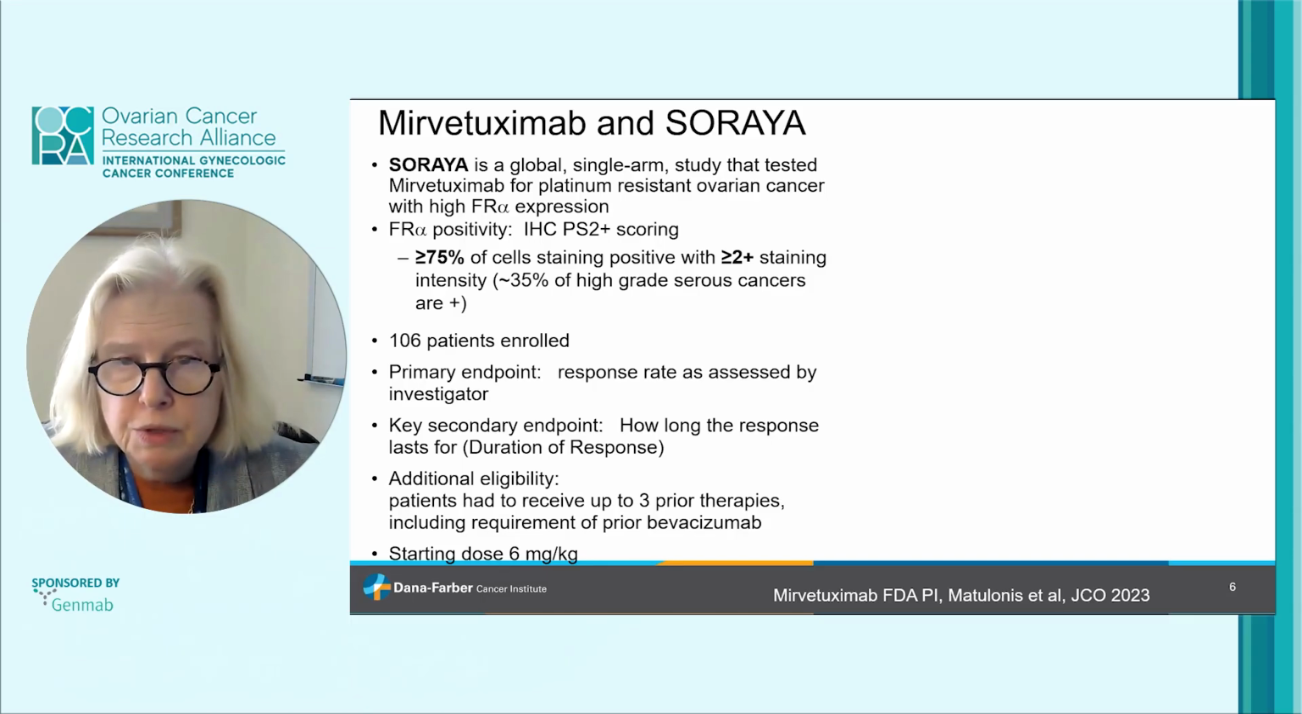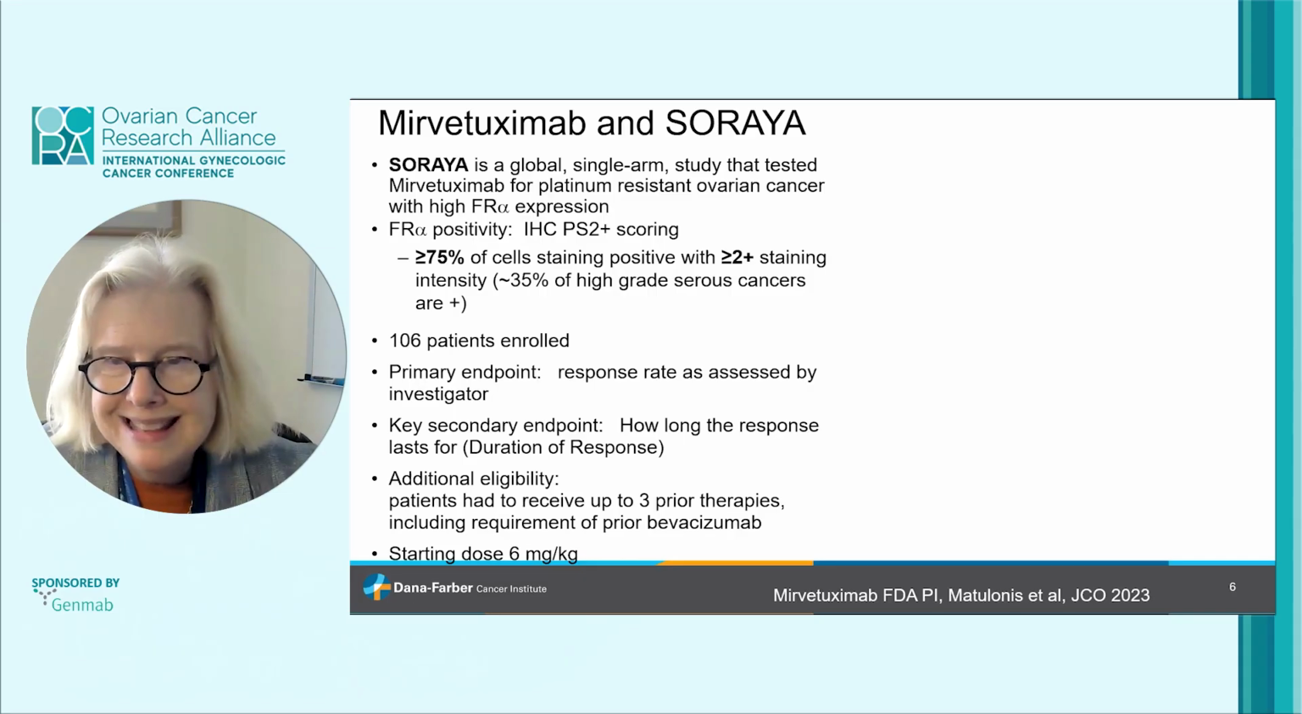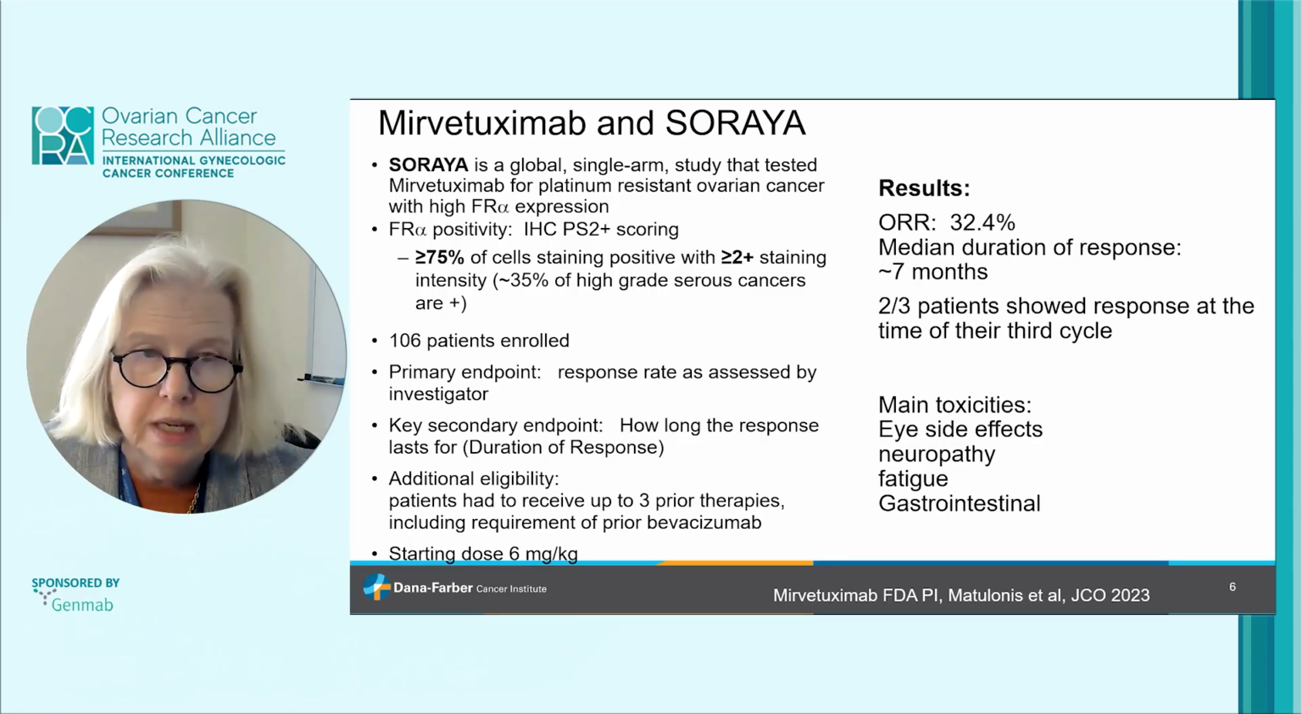The primary endpoint here was response rate, as assessed by us as the investigator. And then the key secondary endpoint was how long the response lasted for. And that's called the duration of response. And the starting dose here is 6 milligrams per kilo.